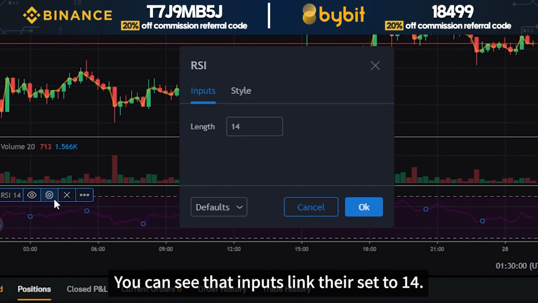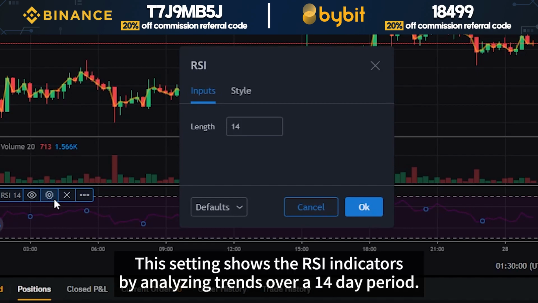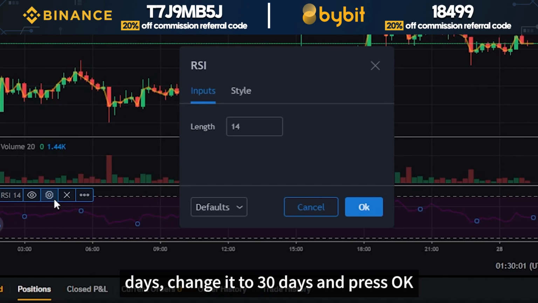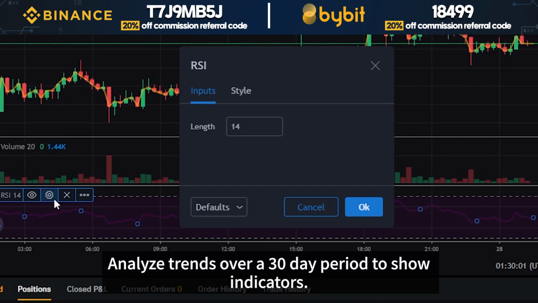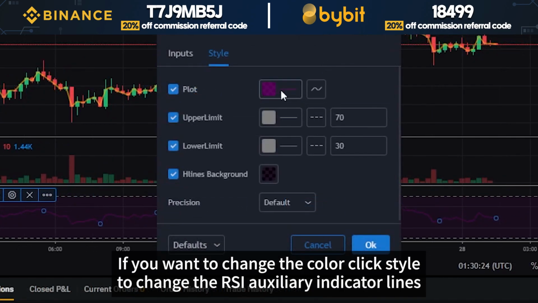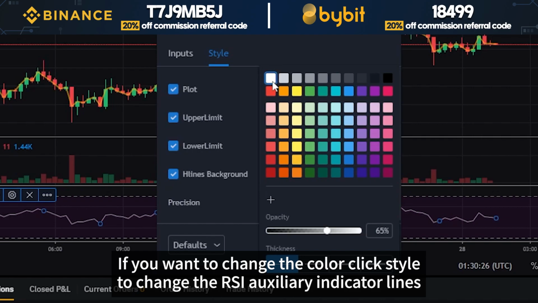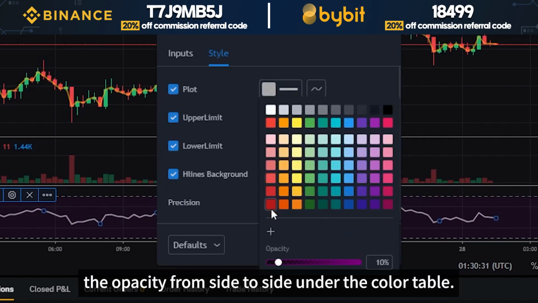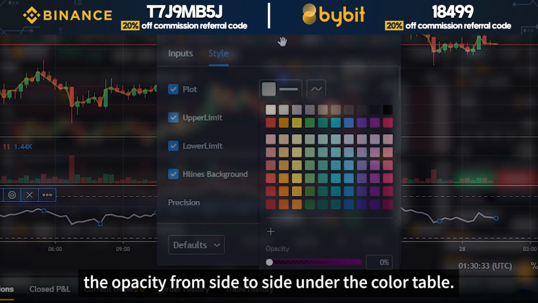You can see that the input length is set to 14. This setting shows the RSI indicators by analyzing trends over a 14-day period. If you want to change it to 30 days instead of 14 days, change it to 30 and press OK. It will analyze trends over a 30-day period to show indicators. If you want to change the color, click Style to change the RSI auxiliary indicator lines to various colors, and adjust the transparency by adjusting the opacity from side to side under the color table.